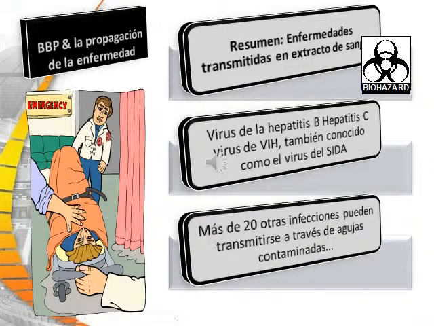Let's do a recap now. Diseases transmitted in the blood summary. Hepatitis B is a virus, as is hepatitis C, and HIV is also known as the AIDS virus. More than 20 other infections can be transmitted through contaminated needles.